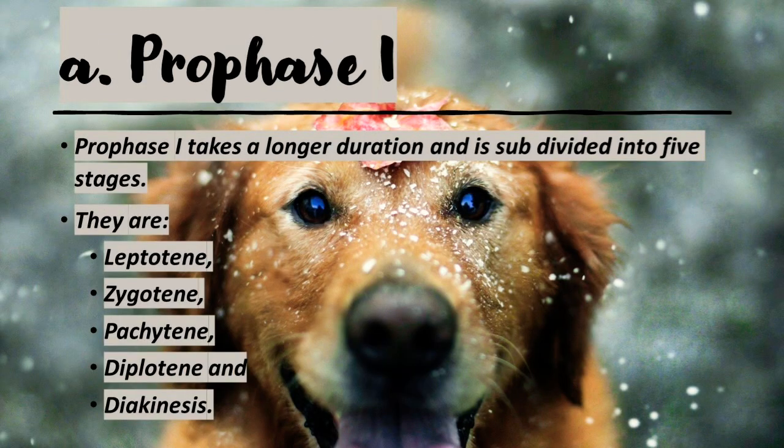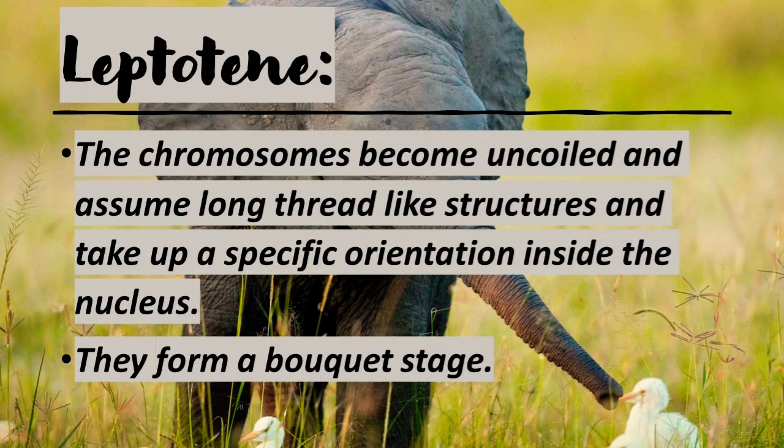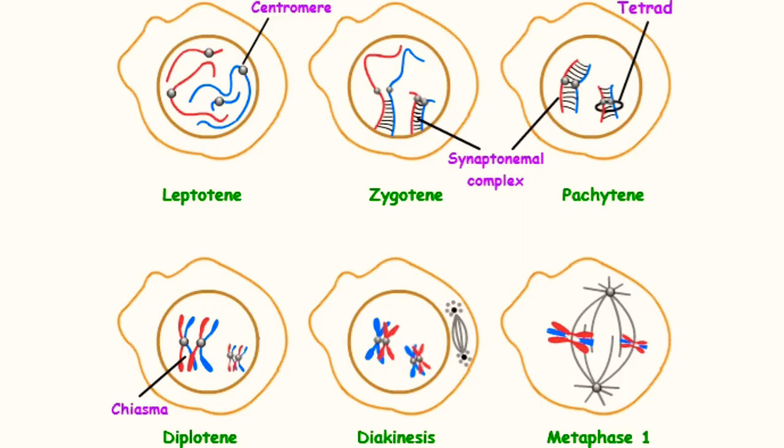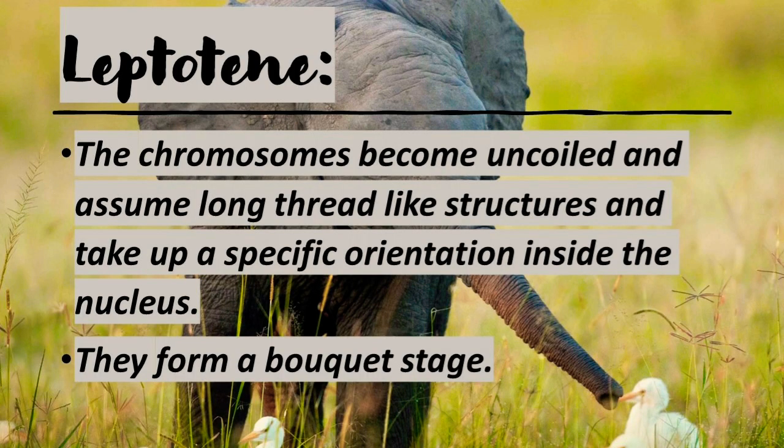Children, now we pass on to prophase 1. Prophase 1 takes a longer duration and it is subdivided into 5 stages. They are leptotene, zygotene, pachytene, diplotene, and diakinesis. Now let us pass on to leptotene. The chromosomes become uncoiled and assume long thread-like structures and take up a specific orientation inside the nucleus. They form the bouquet stage. See, usually the chromatin reticulum uncoiled and becomes a thread-like structure, and this is leptotene.